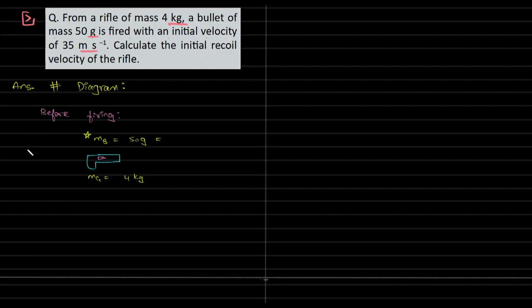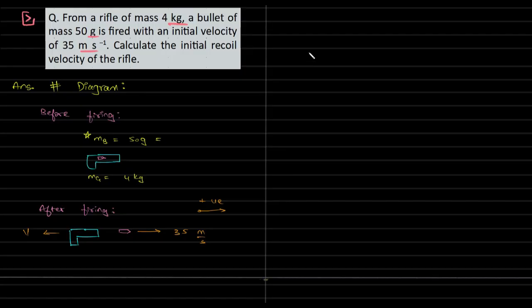Then you have after firing. We have the gun and we have the bullet. So this is going forward and this is coming back. We'll consider moving to the right as positive. So this bullet is moving at a speed of 35 meters per second, and this is what we need to find: the velocity with which the gun will move back. That is called the recoil velocity.